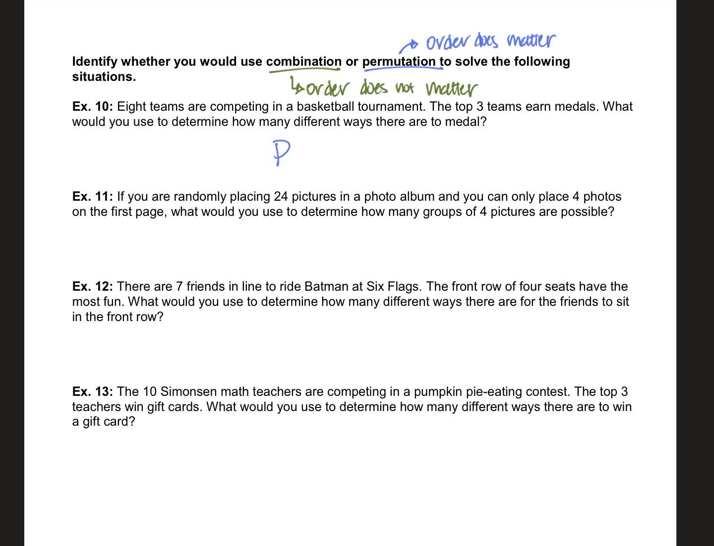Example 11. If you are randomly placing 24 pictures in a photo album and you can only place 4 photos on the first page, what would you use to determine how many groups of 4 pictures are possible? They gave us a very good keyword at the beginning: you are randomly placing these 24 pictures. If we're randomly placing them, then our order of pictures does not matter. So we should be choosing a combination.